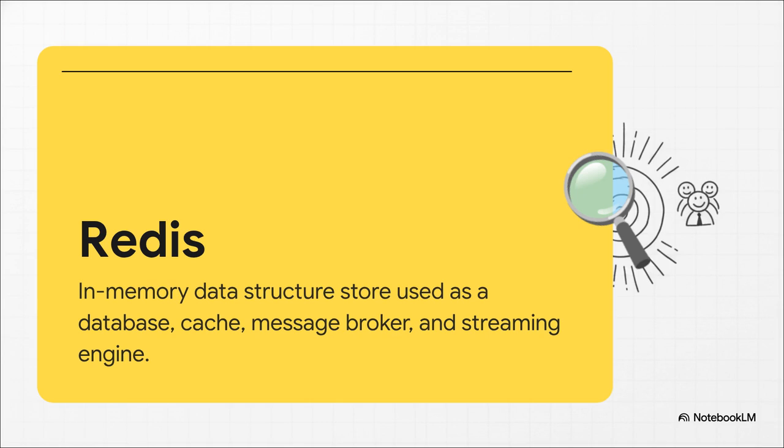This fundamentally blurs the line between a simple cache and a full-blown primary data store. You aren't just caching static rows of data here. You're interacting directly with complex data structures pretty much instantly.